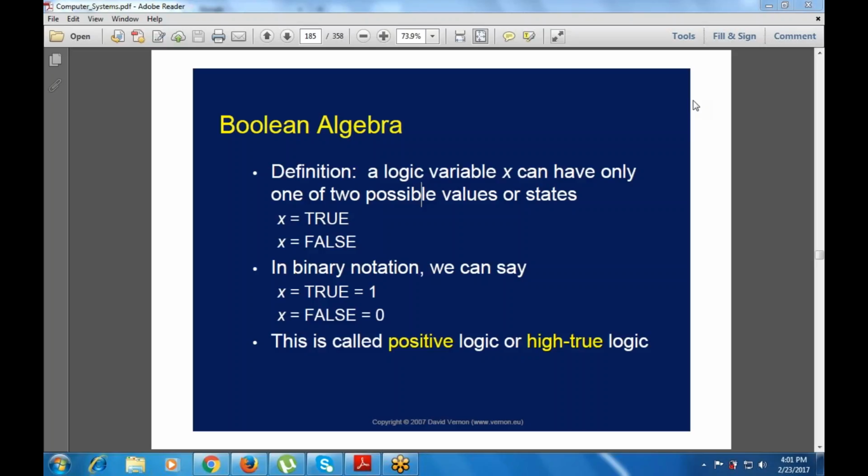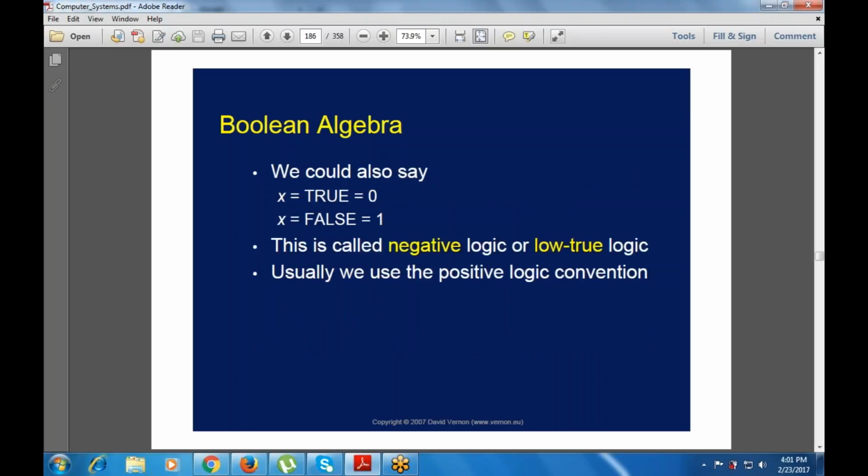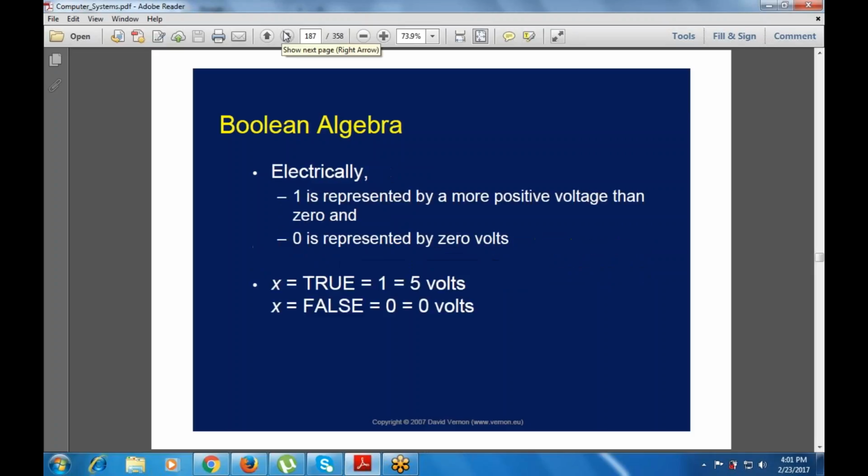A logical variable x can have only one of two values or states: one is true, one is false. The values are 1 and 0. True is represented by 1 and false is represented by 0. This is known as positive logic, or high-true logic. Then we could also say x equals true equals 0, and x equals false equals 1. This is known as negative logic, or low-true logic. Usually we use the positive logic convention.